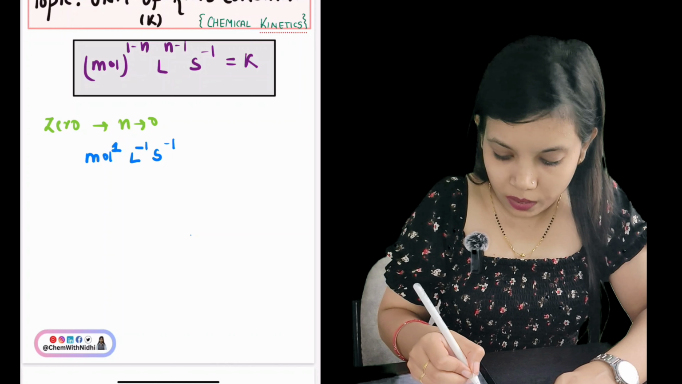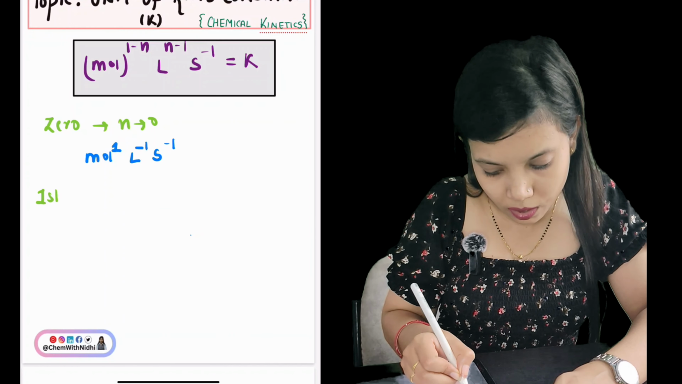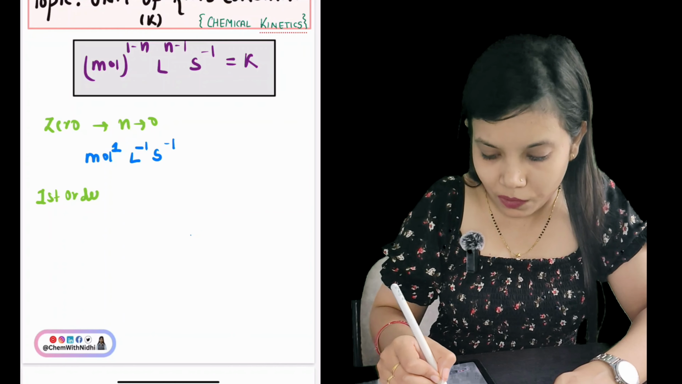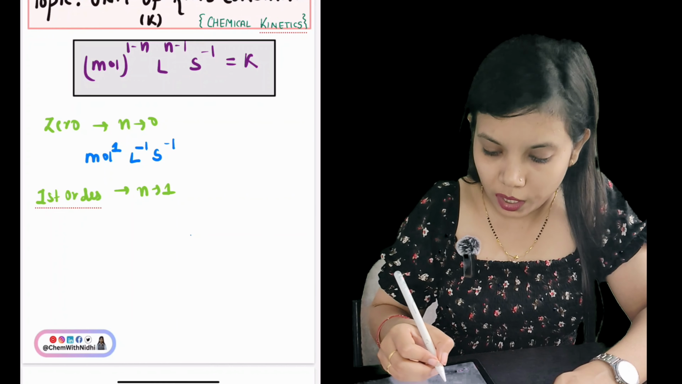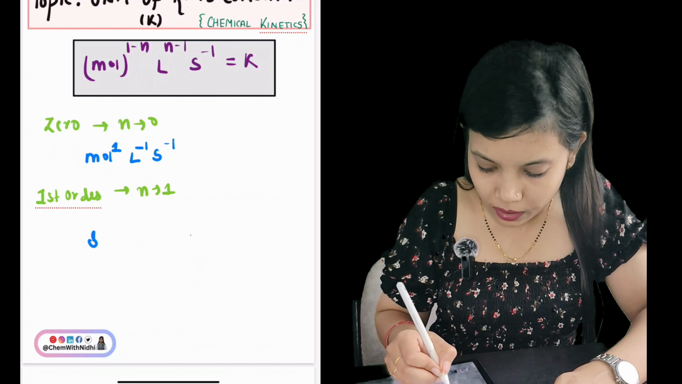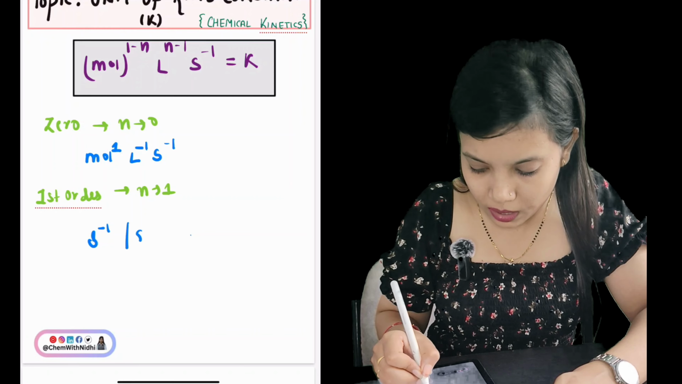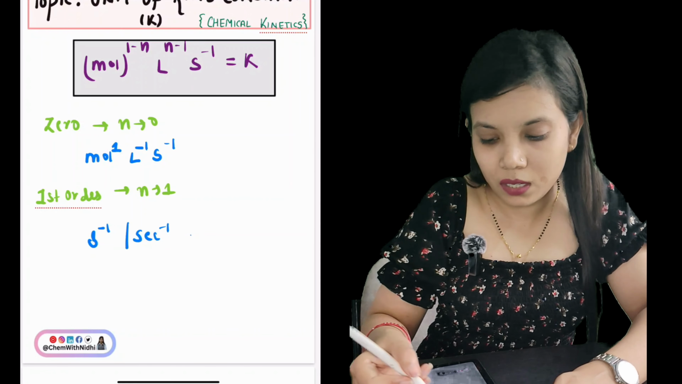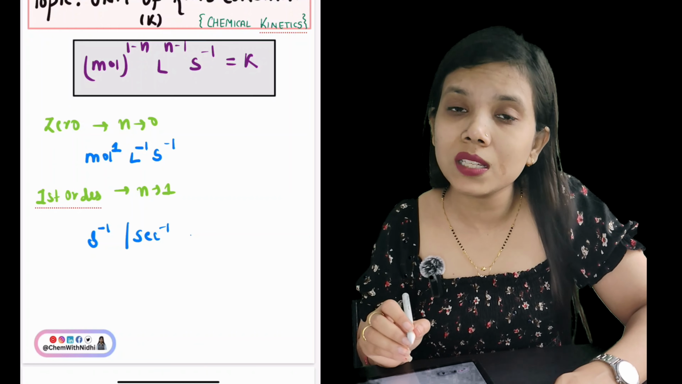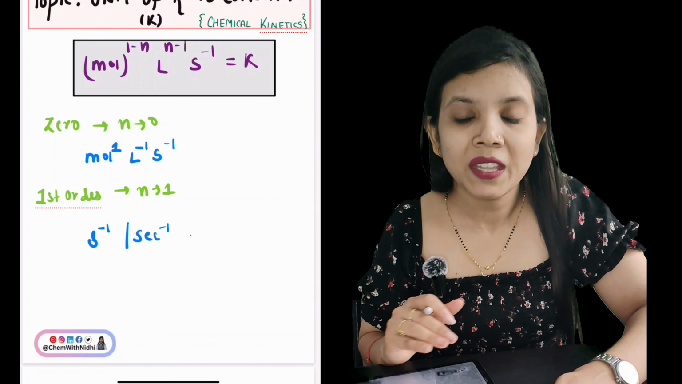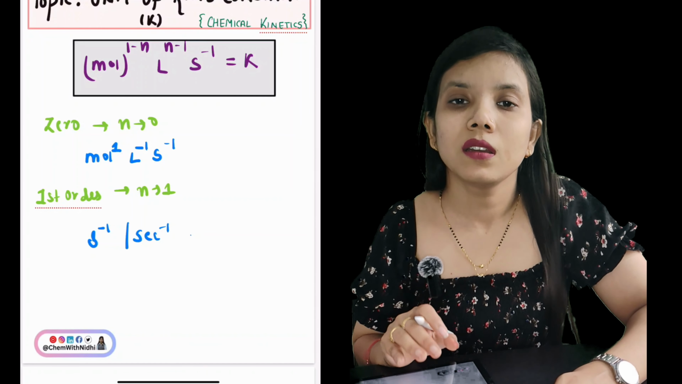For example, if we are talking about the first order, what will be the value of N? N will be 1. So what will be the unit? The unit will be second inverse, because 1 minus N is 0 and N minus 1 is also 0. So in this way we can calculate the unit of rate constant for any reaction.